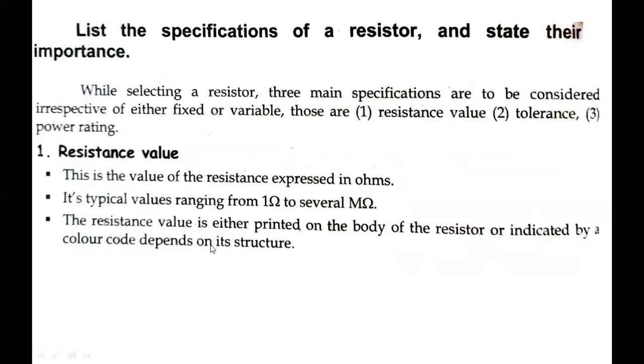Now let us see the specifications of the resistors. The first specification is resistance value. This is the value of the resistance expressed in ohms. Its typical value ranges from 1 ohm to several mega ohms. It is either printed on the body of the resistor or indicated by color code, depending on the structure.